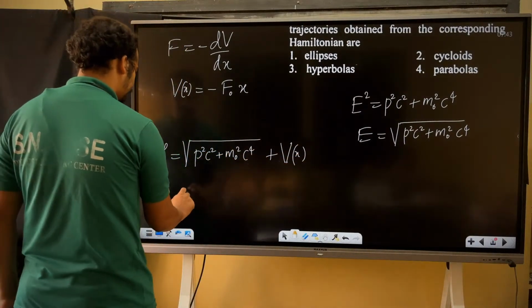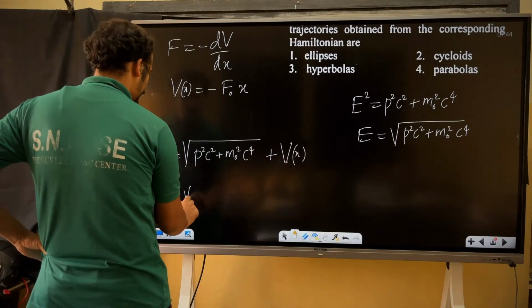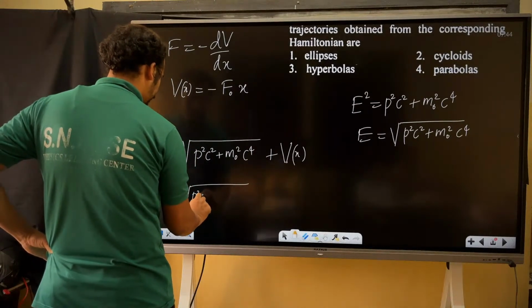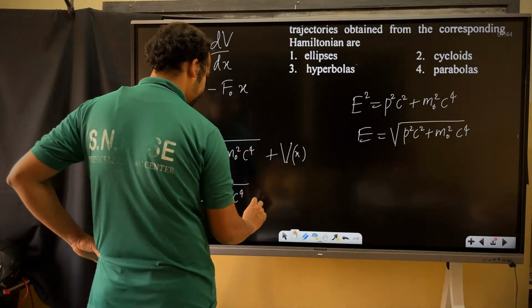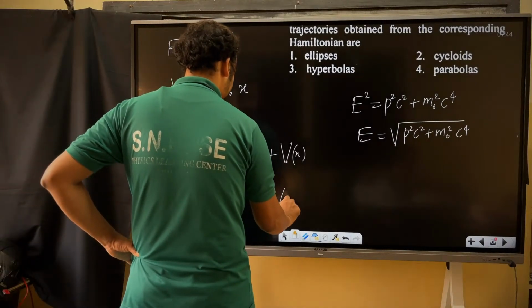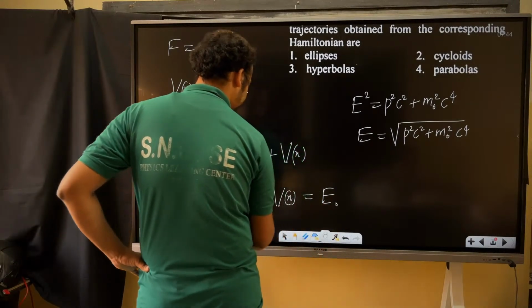Grab some idea. So now, if energy is conserved, just see this one. What will happen? Root of p square c square plus m naught square c power 4 plus V of x. I'll write it as some E naught.